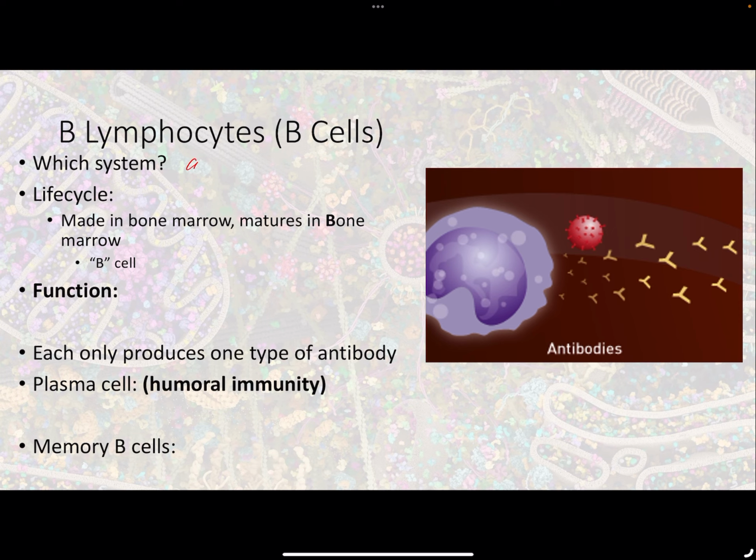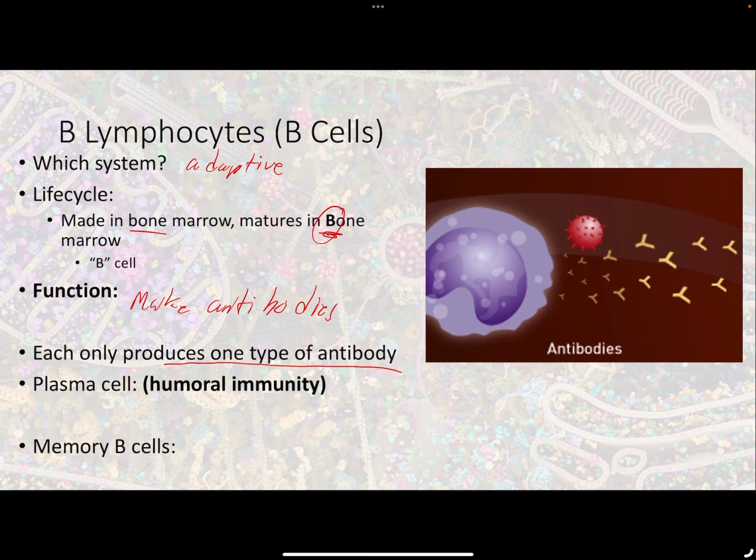B cells are also a part of the adaptive system. They're made in the bone marrow, just like all blood cells, but they also mature in the bone marrow. That's where they get their B for B cells. Their main function is to make antibodies. Interestingly, each only produces one type of antibody. So if you've been exposed to 1 million different viruses, you have 1 million different specific memory B cells that can produce a specific antibody for each of those viruses.